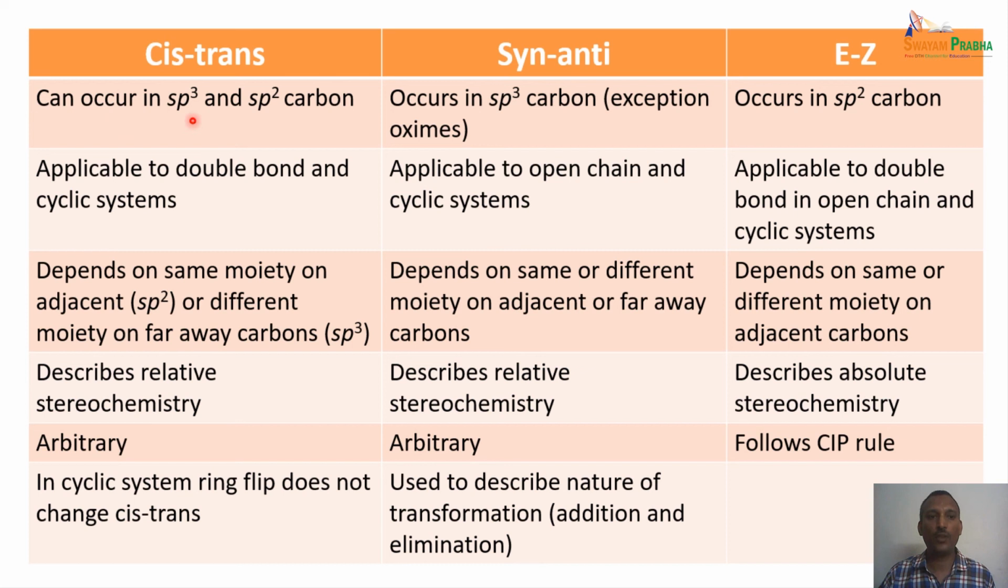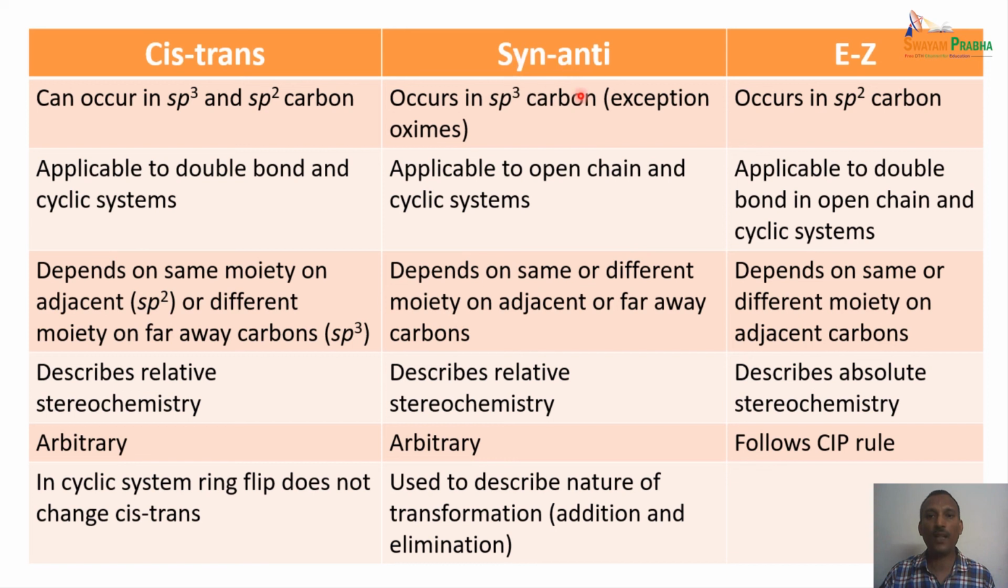The cis-trans can be assigned to both sp3 hybridized carbons and sp2 hybridized carbons. So we already saw the sp2 hybridized carbon. If it is a cyclic system, then we say it is an sp3 hybridized carbon. There also we can assign cis-trans isomers. Basically, if you take a cyclohexane, we will be studying more about what is cis-trans isomerism in conformational isomerism, so I am not discussing that elaborately here.